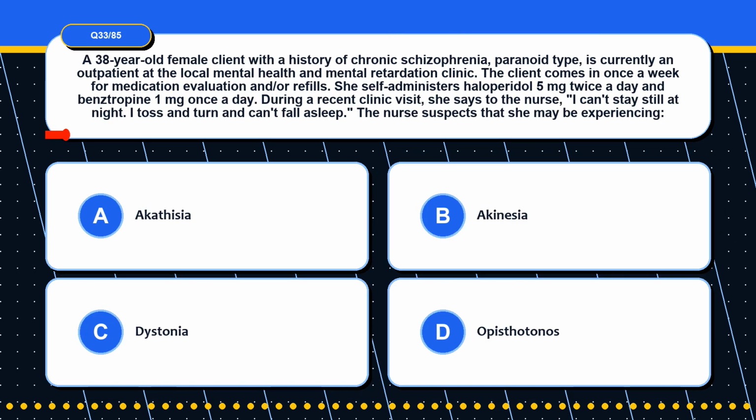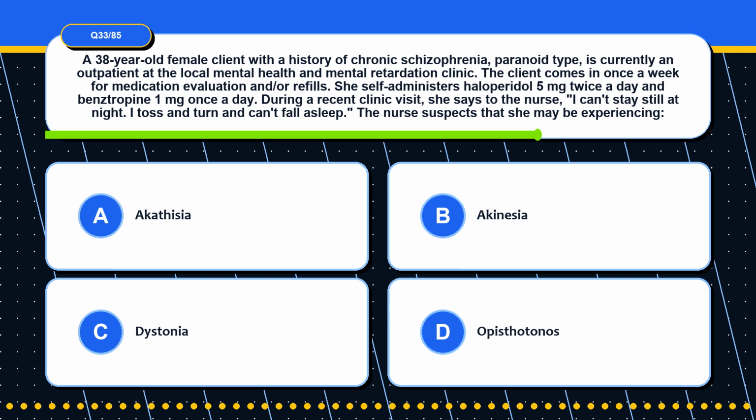Question 33. A 38-year-old female client with a history of chronic schizophrenia, paranoid type, is currently an outpatient at the local mental health and mental retardation clinic. The client comes in once a week for medication evaluation and/or refills. She self-administers haloperidol 5 mg twice a day and benztropine 1 mg once a day. During a recent clinic visit, she says to the nurse, "I can't stay still at night. I toss and turn and can't fall asleep." The nurse suspects that she may be experiencing.